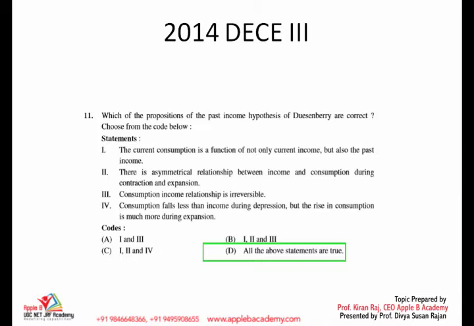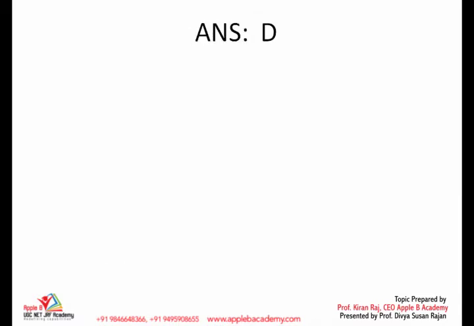The next one is: consumption falls less than income during depression, but the rise in consumption is more during expansion. So that is to say, keeping in trend with the ratchet effect, if the income falls, my consumption will not fall. However, when the income increases, my consumption may increase, but not at the same rate at which income is increasing, but my consumption will increase because my peak income has now increased. So the correct answer to this question is going to be D. All of the above statements are true.